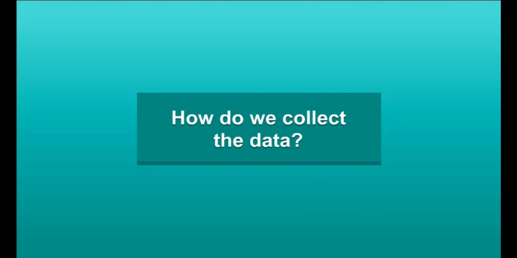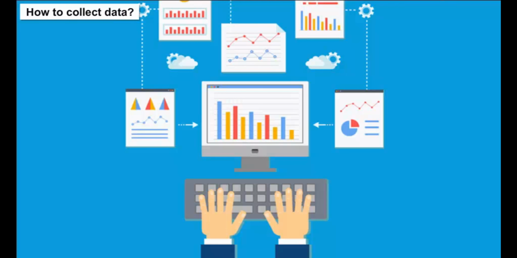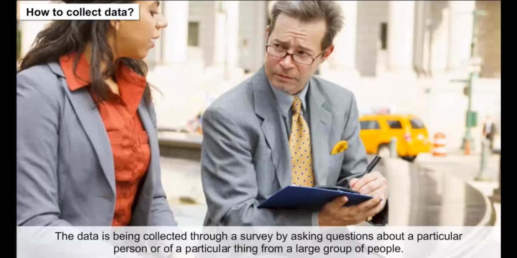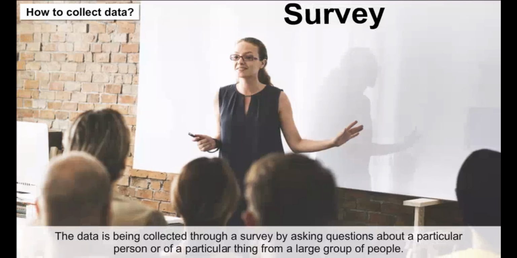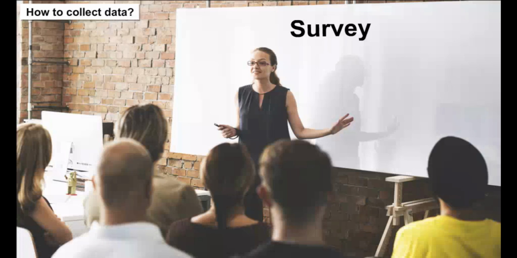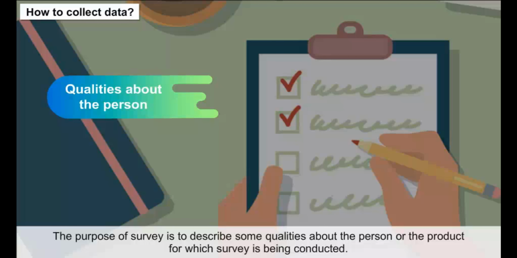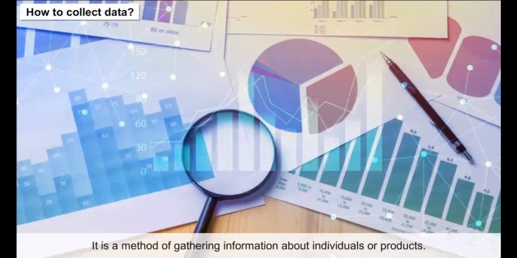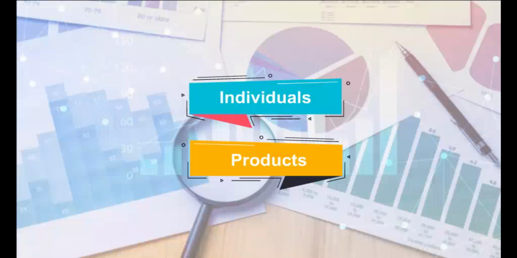How do we collect the data? The data is collected through a survey by asking questions about a particular person or a particular thing from a large group of people. The purpose of a survey is to describe some qualities about the person or the product for which the survey is being conducted. It is a method of gathering information about individuals or products.